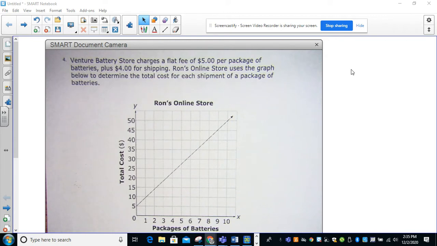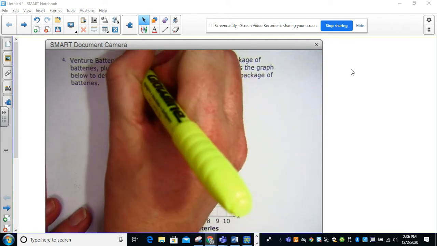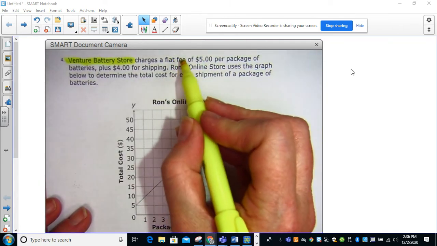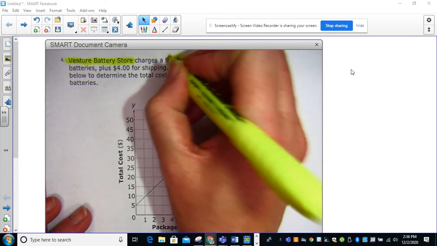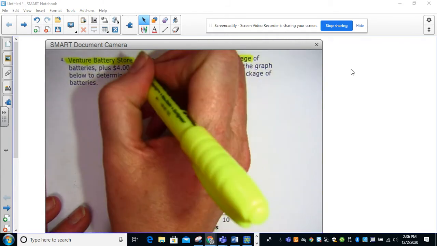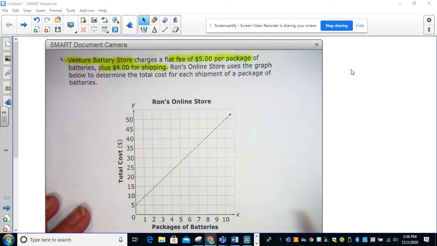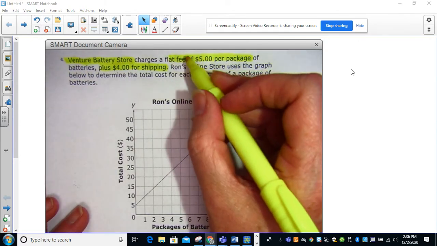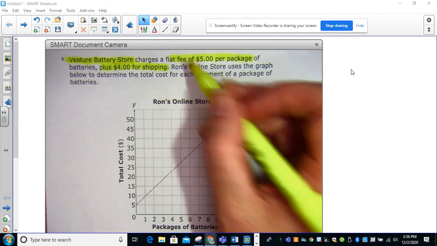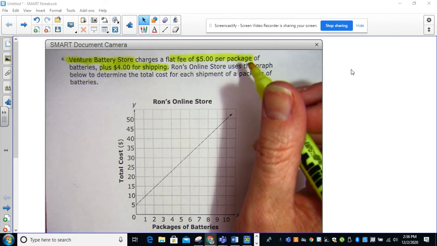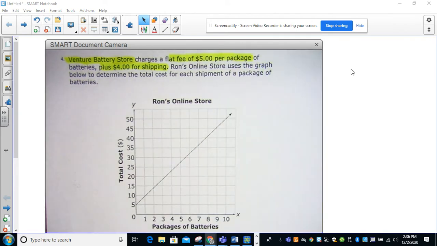You literally need to look at it sentence by sentence, word by word. So, first, Venture Battery Store charges a flat fee of $5 per package of batteries plus $4 to ship them. So this one's a little bit confusing because usually when you see the words flat fee, that's usually your y-intercept. But let's think about this for a second. They're going to charge you $5 for every package of batteries plus $4 to ship it.